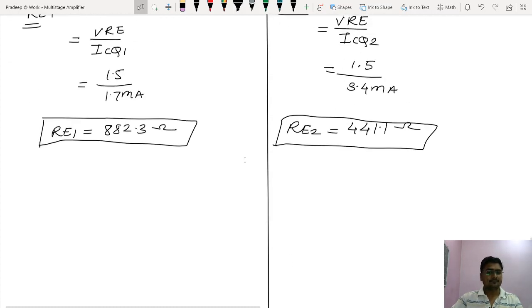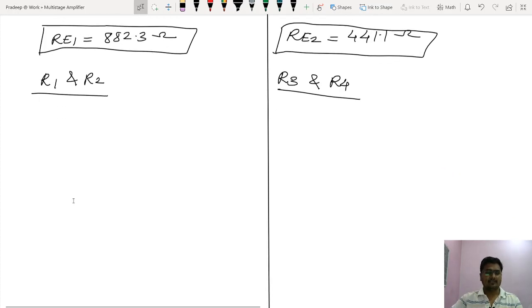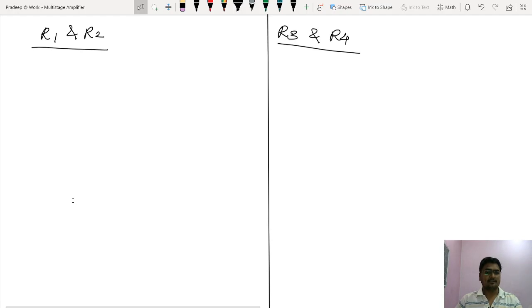Take it, done. Here the value of Re1 and Re2 is done. Biasing resistors. Biasing resistors means here I can write R1 and R2 are the biasing resistors. Here parallelly I can write R3 and R4 are the biasing resistors. Now here let us calculate biasing resistors for the stage 1 first. If it is stage 1, then what can I write?